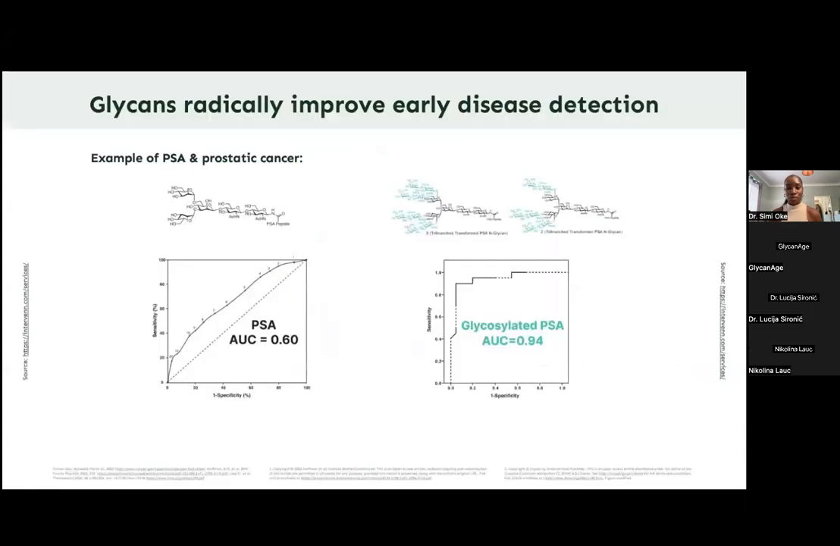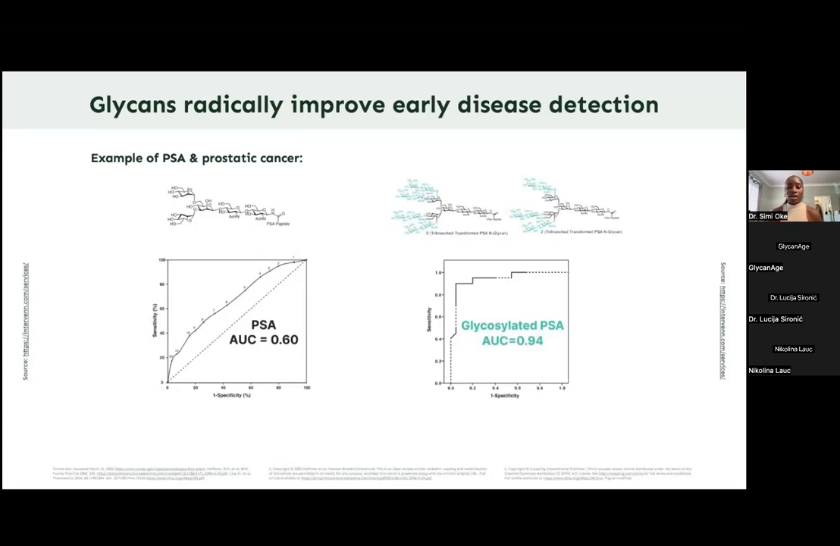Just to give you a bit more science and focus on how important they are, PSA, which stands for prostate specific antigen, is a commonly used biomarker to determine if someone is at high risk of prostate cancer. When we just look at the protein, you can see in this graph on the left that the sensitivity and specificity is only 60%, which is actually quite poor.